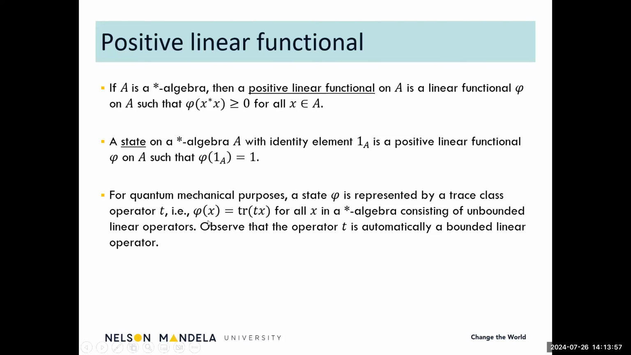Automatically note that if you represent phi already as the trace of Tx, where T is a trace class operator, then already that makes the functional ultra-weakly continuous, or what you call a normal state. But that's what's important for our purposes. So we will work with that.